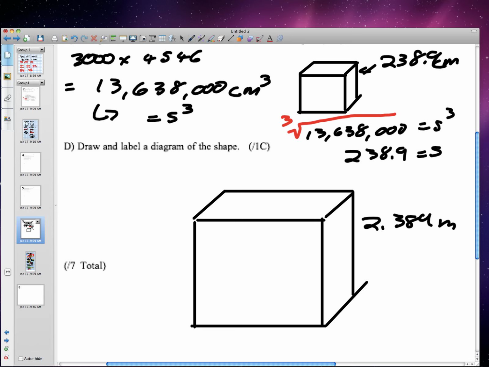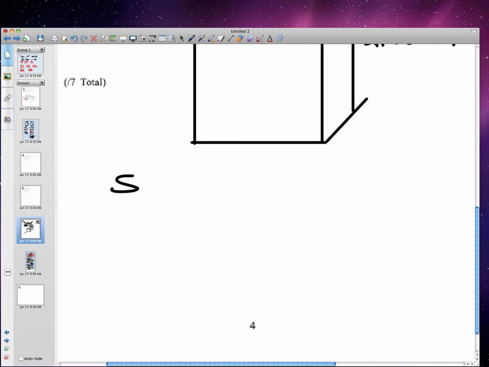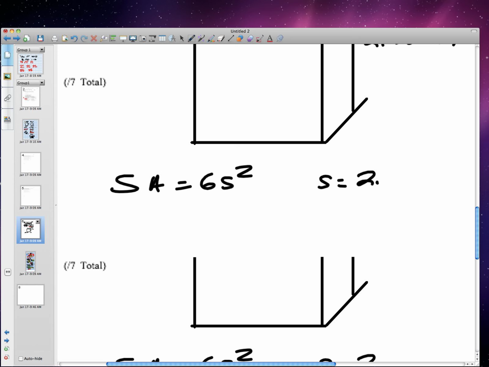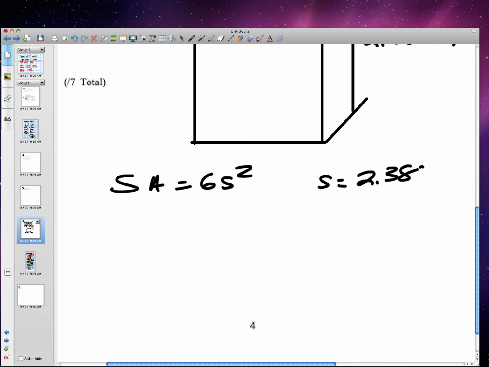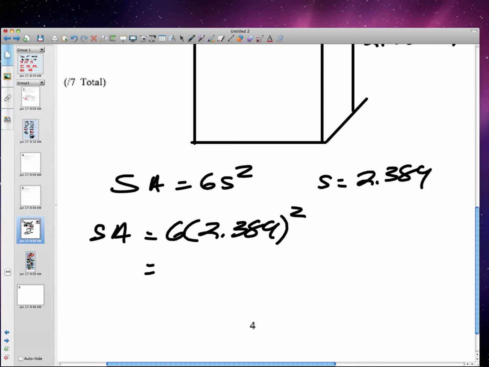And if it did ask us for surface area, we already knew the surface area formula was 6s squared. If each side is 2.389, we would plug that in. Square it. So 2.389 squared times 6. The measurement in meters, 34.24 meters cubed would be our answer. Oh, squared, sorry, surface area. Surface area is squared.